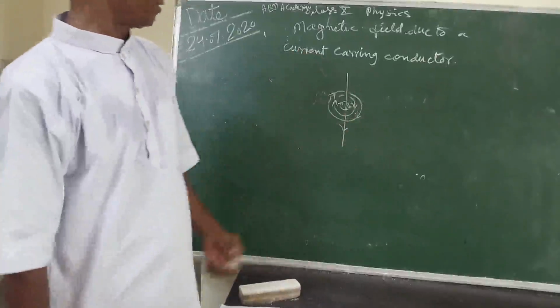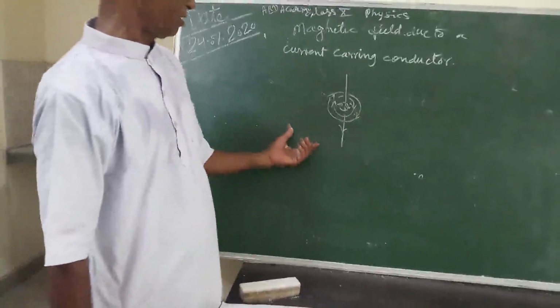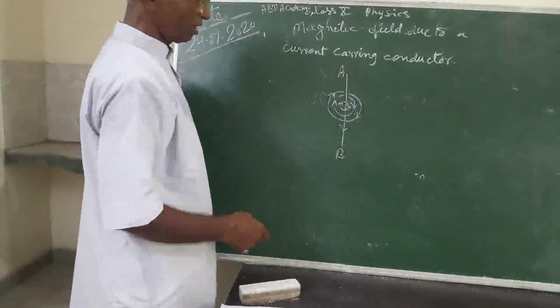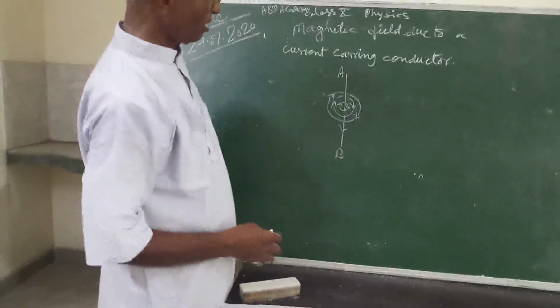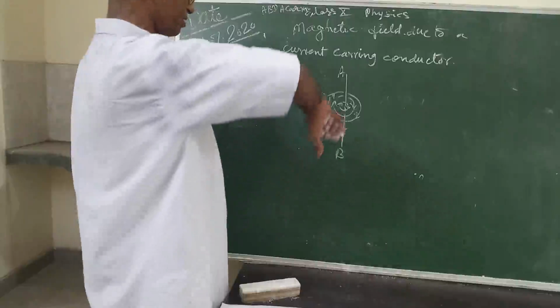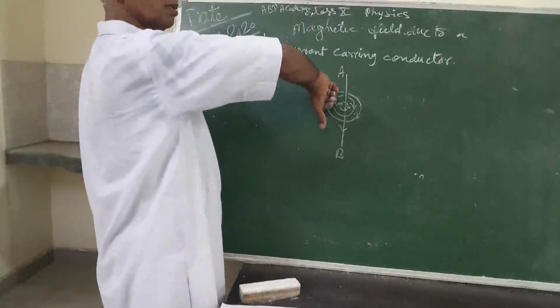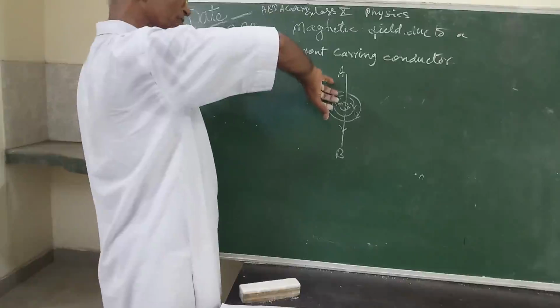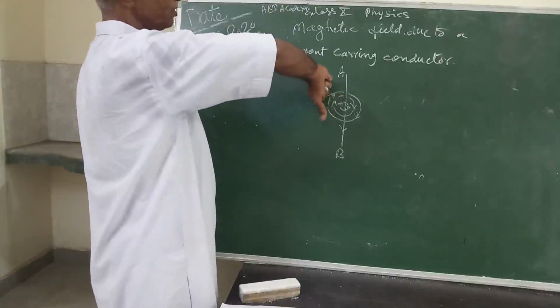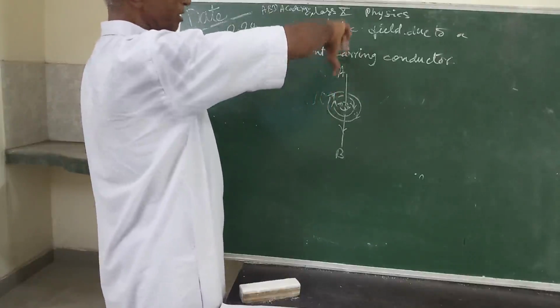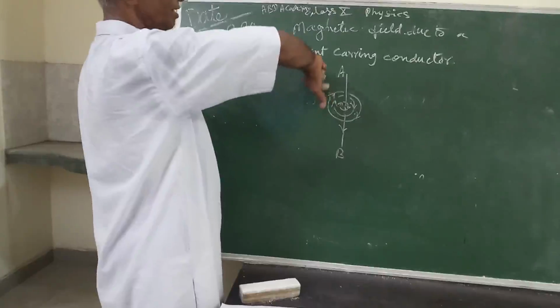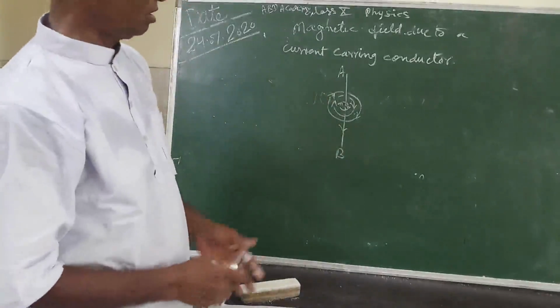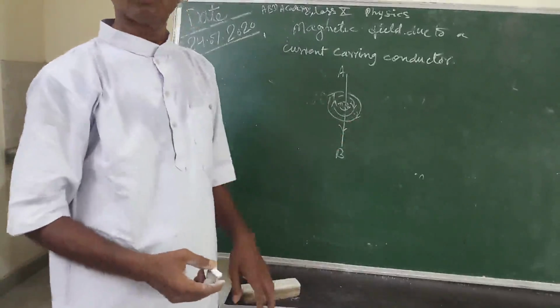Current carrying conductor. A current carrying conductor produces a magnetic field around it. In the figure, AB is a wire which carries current in the direction A to B. Then the direction of magnetic field will be given by the right hand grip rule, which indicates that if you imagine holding the wire in your right hand in such a way that the thumb represents the direction of flow of current, then the curling of fingers will represent the direction of magnetic field around the conductor.